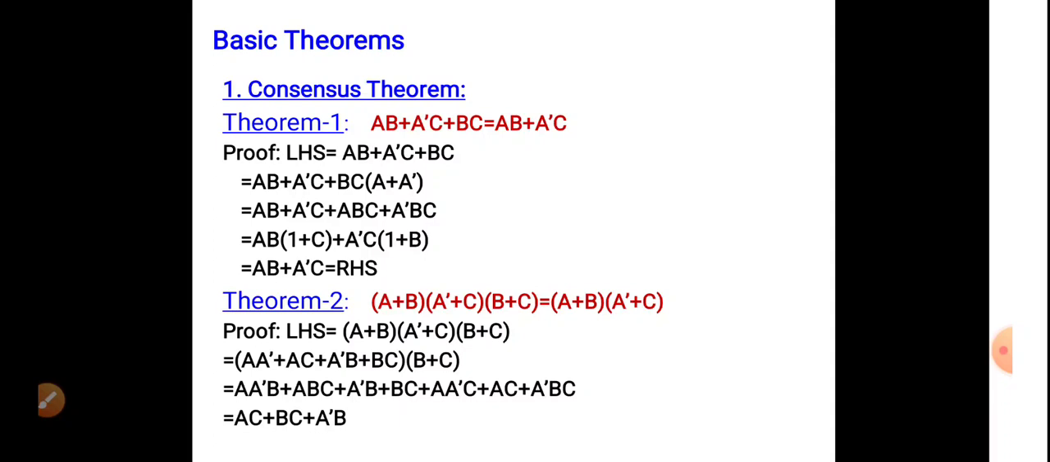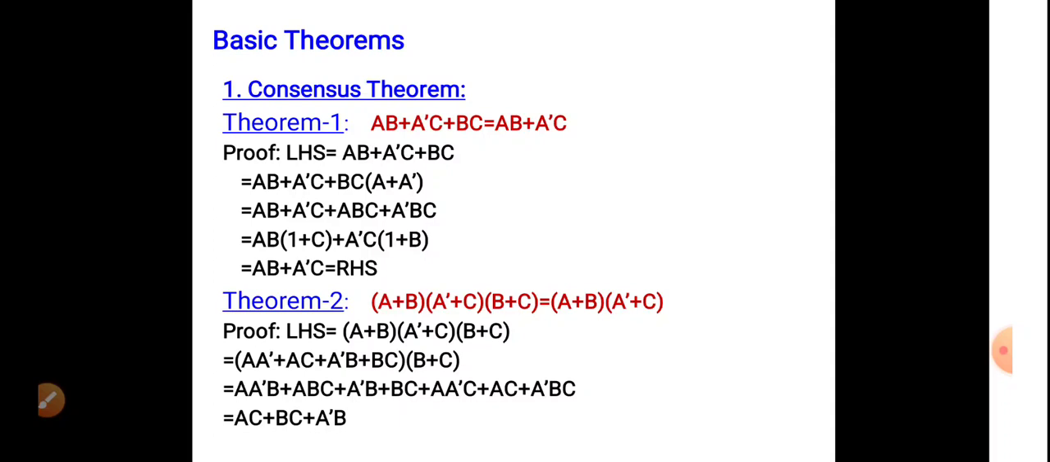Similarly, the second theorem of the consensus theorem: there is no need to mug up these theorems, just remember that the consensus theorem should have three variables. Among the three variables, the resultant variable should be such that one is in the complemented form and the other is in the uncomplemented form, and the variable which is present in both the cases should be of different value. Now coming to theorem 2.